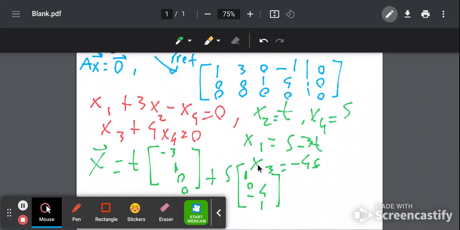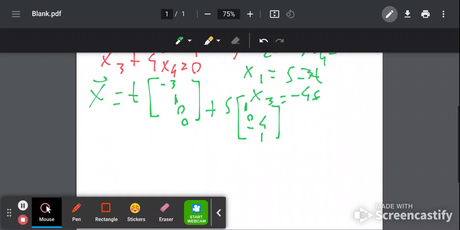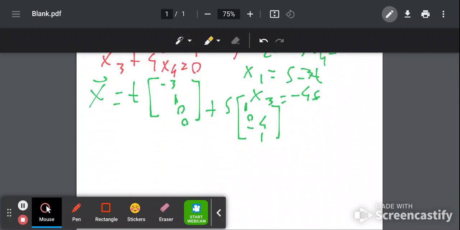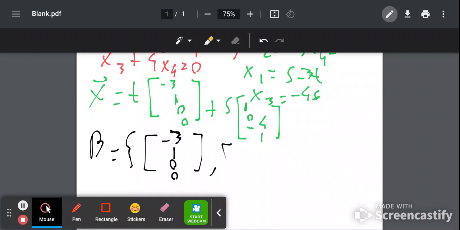So if we've solved the homogeneous equation, we've got these 2 column vectors, so our job is really easy. For writing the basis, let's say B, which is the basis of a kernel, this would be just the span of these 2 vectors: (-3, 1, 0, 0) and (1, 0, -4, 1). So that's all you have to do.